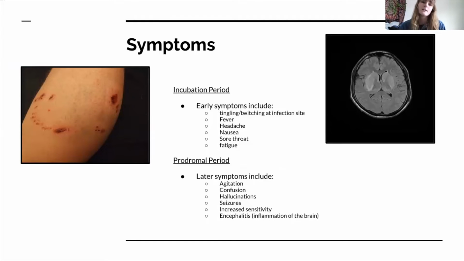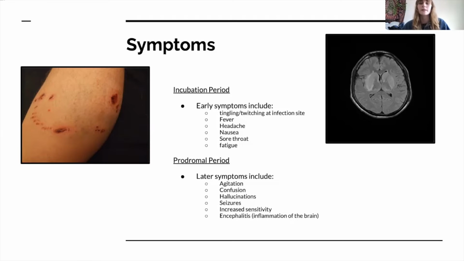Then we have symptoms, and symptoms are going to be physiological attributes, so you're not really just going to see it. And then again, from the incubation period, the early symptoms will be twitching and tingling at the infection site. So it'll just feel itchy, kind of similar to a bug bite where it's not crazy noticeable, but you know it's there. You can have a fever, a headache, nausea, sore throat, and fatigue.